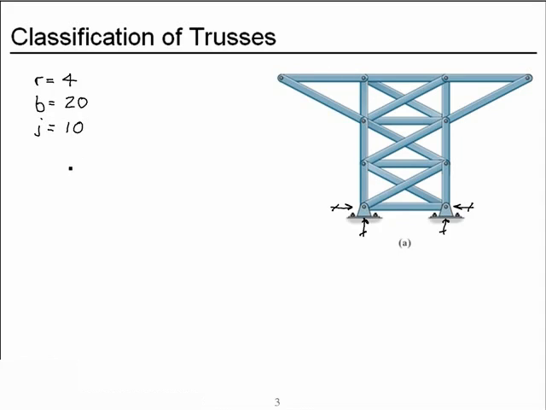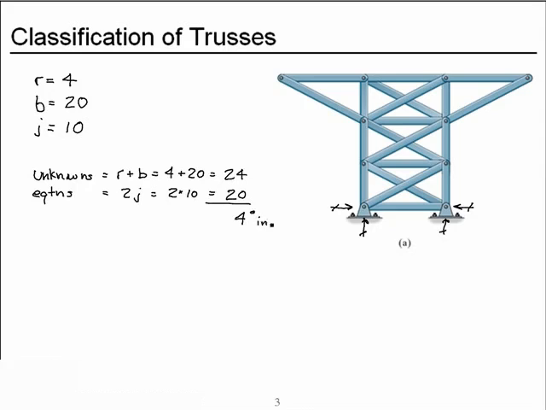10 joints. The comparison we need to make is unknowns, which is R plus B, 4 plus 20, or 24 unknowns for this truss. Our equations, which is 2 times J, for 20. We subtract the number of equations from the number of unknowns, to find that it's 4 degrees indeterminate.